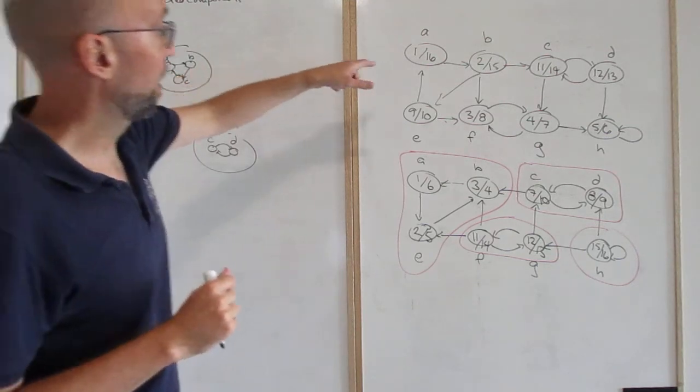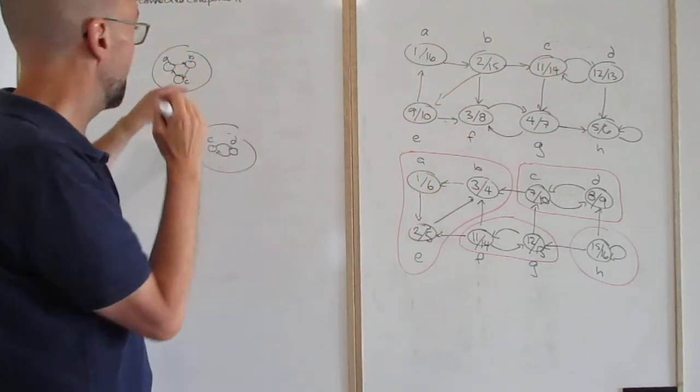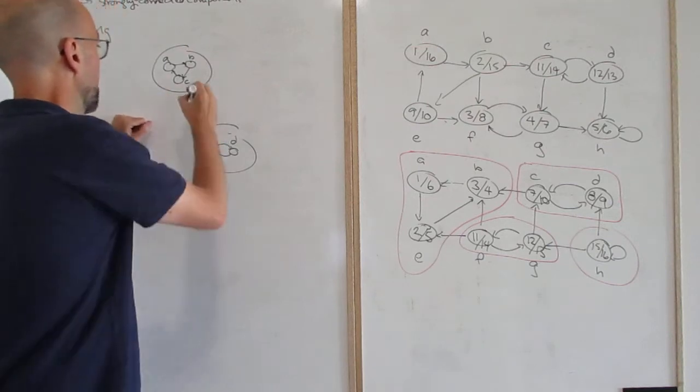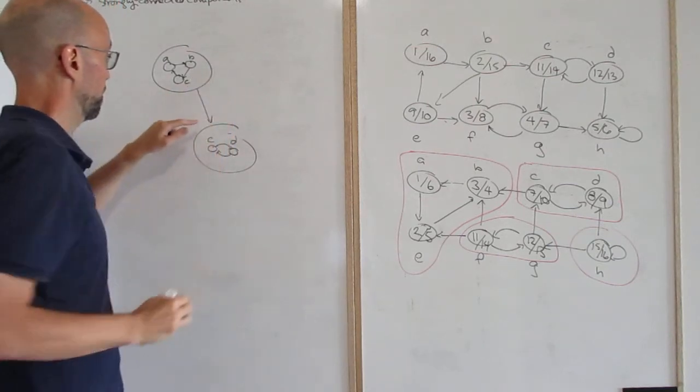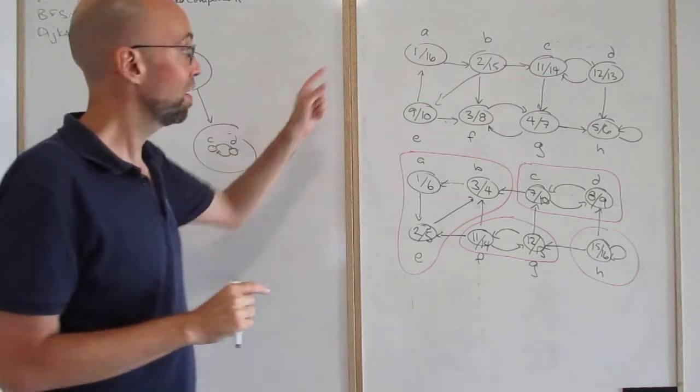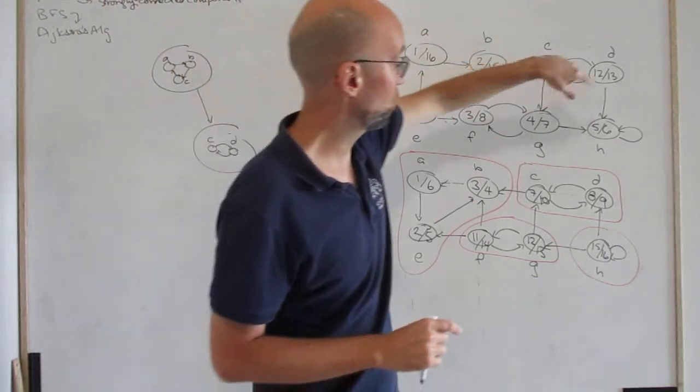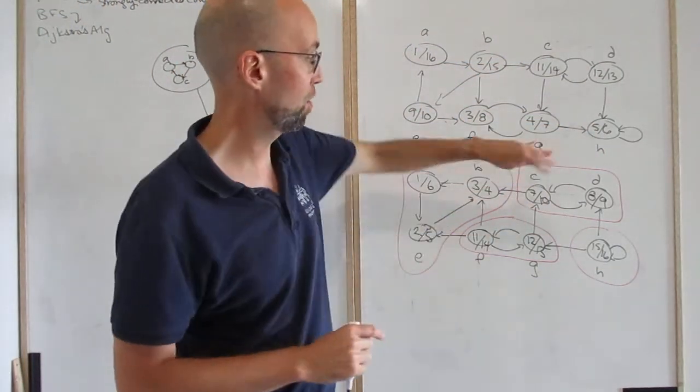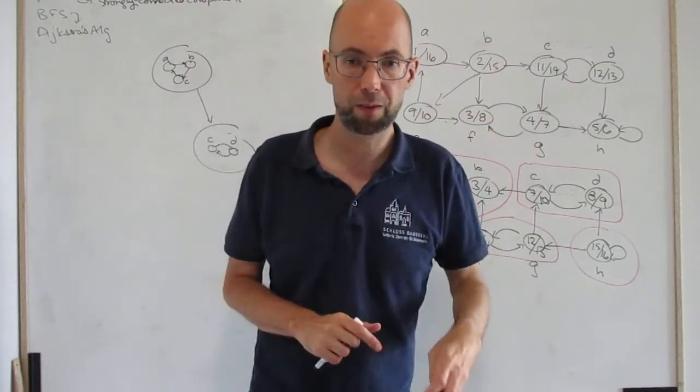In the original graph, you can go from B to C. So this means you can go from this vertex to this vertex. You can get from this strongly connected component to this strongly connected component in the original graph. Forget the transpose for the moment.